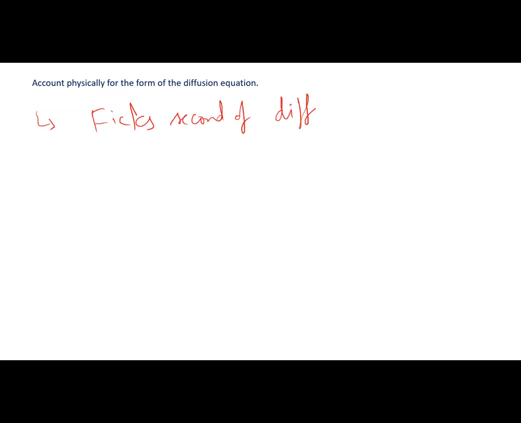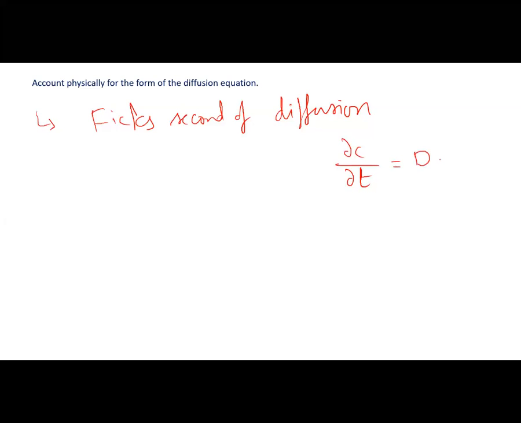Next question. Account physically for the form of the diffusion equation. In the lecture or from your text, you can read that we derived Fick's second law of diffusion, which is given as ∂c/∂t = D ∂²c/∂x². What this tells us is that it relates the rate of change of concentration, ∂c/∂t, to the spatial variation of the concentration at a particular point, let's say x.